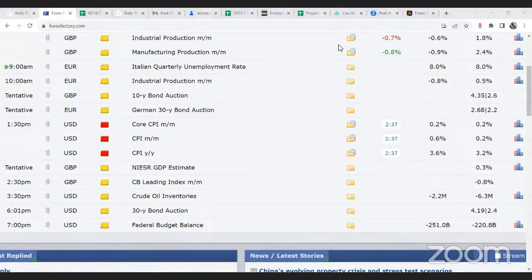You will know when it is higher than expected because where you see the timer, the data will be released. So we are going to be comparing this data with what is here. So if it comes out higher than 0.2, that's higher than expected. If it comes out higher than 0.6, that's higher than expected. You understand? So that's it.